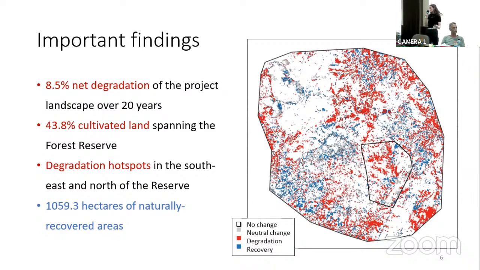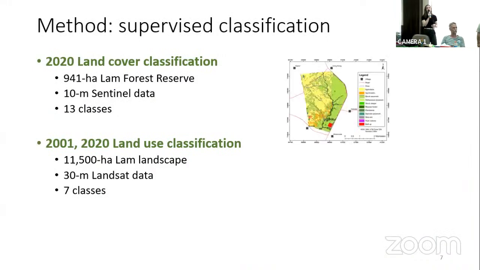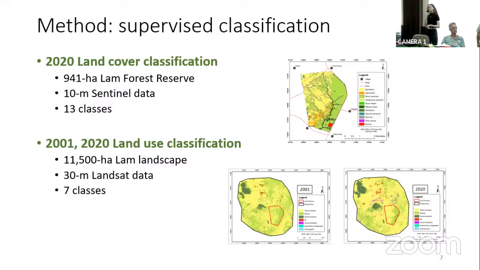So this was really important for the project that wanted to implement landscape restoration. So these naturally recovered areas could be examined to find out why. Were they abandoned? Were they planted? If they were planted by local members of the community, could that be scaled up to other areas? The way that I did this was a supervised classification and making maps. So that's kind of what we do. So yeah, these are just some highlights.